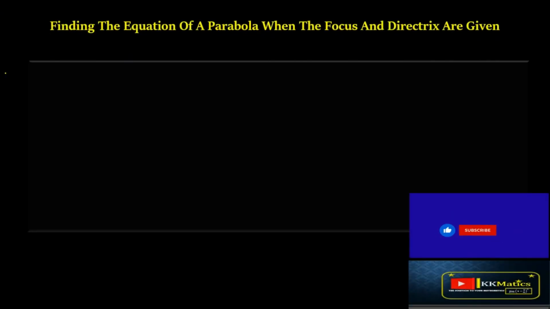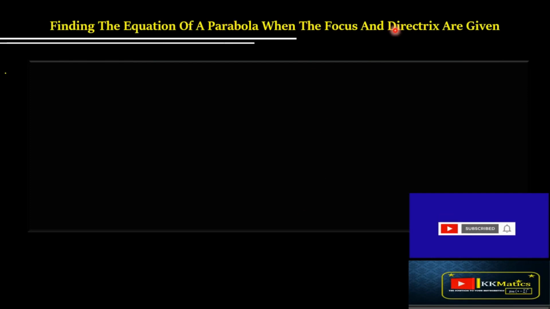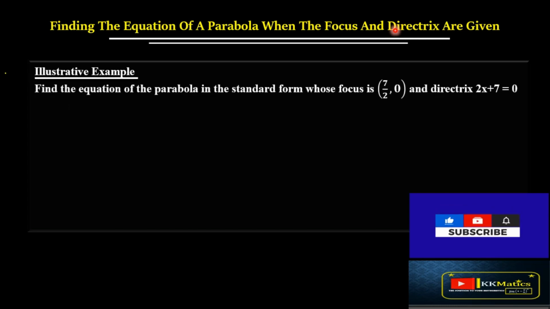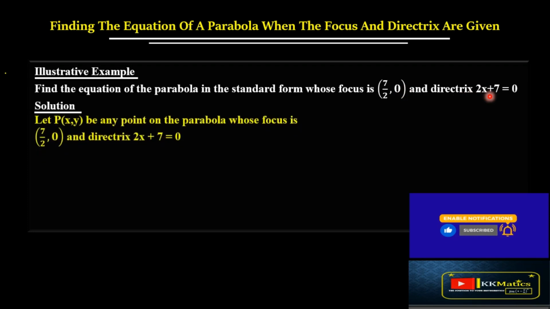Let's consider finding the equation of a parabola when the focus and directrix are given. Illustrative example: find the equation of the parabola in standard form whose focus is 7 over 2, 0, and directrix is 2x plus 7 equals 0. Solution: let P, with coordinates x and y, be any point on the parabola whose focus is this and whose directrix is 2x plus 7 equals 0, which is exactly x equal to minus 7 over 2.